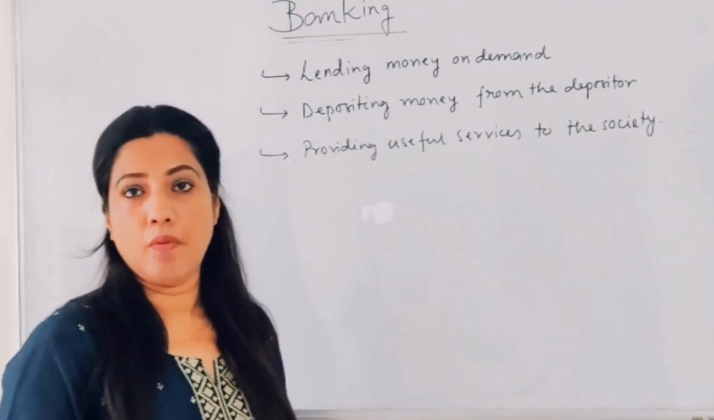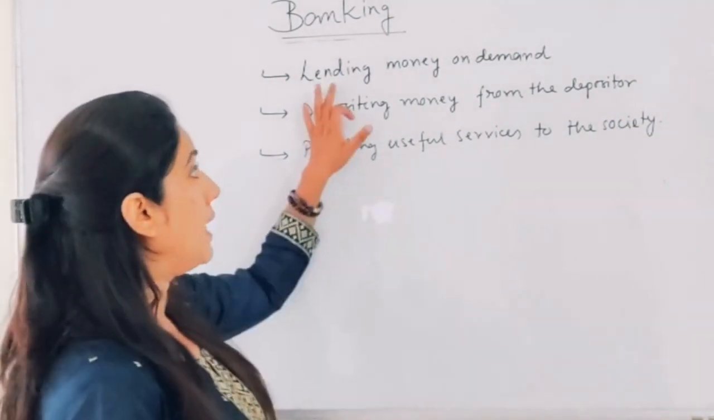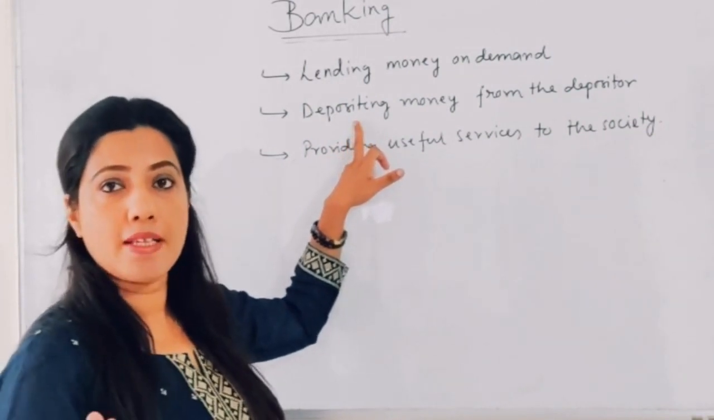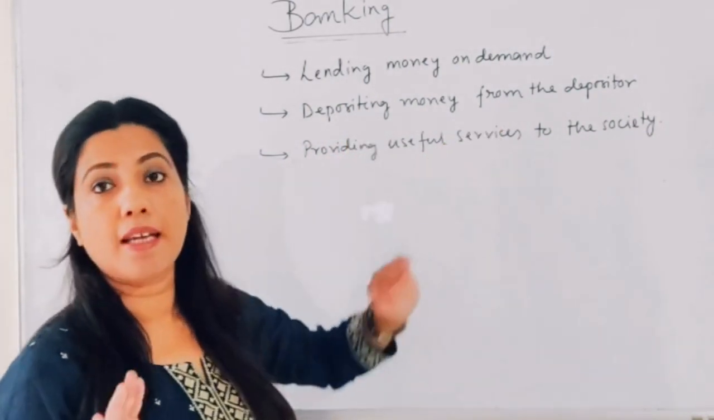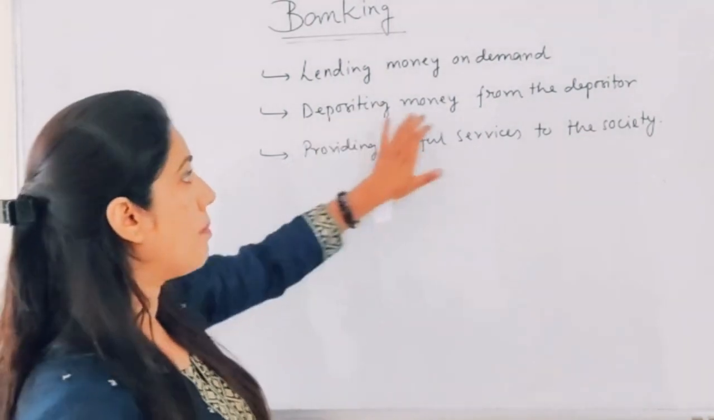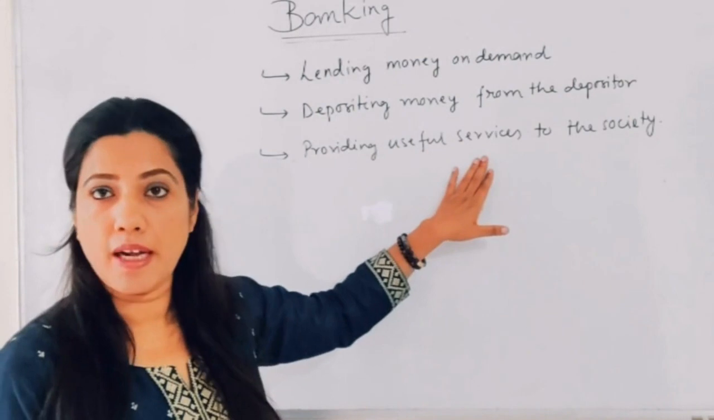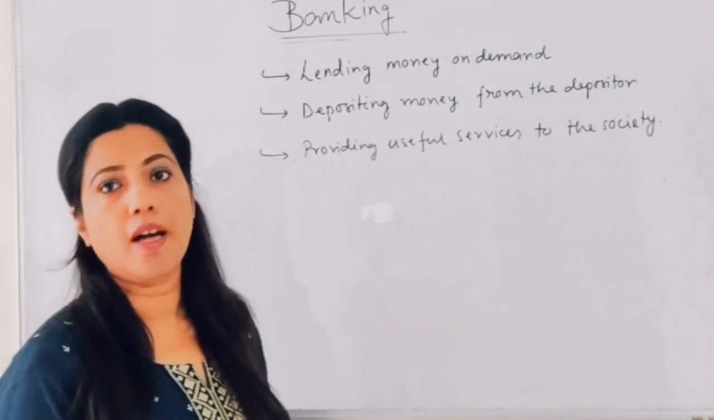Whenever you need money, we can take a loan from the bank. So it is lending money on demand. We can deposit our money in a bank, in our savings account and all that. So we can keep our money safe in a bank. So depositing money from the depositor. And the bank provides useful services to the society. For example, it provides lockers and like that.